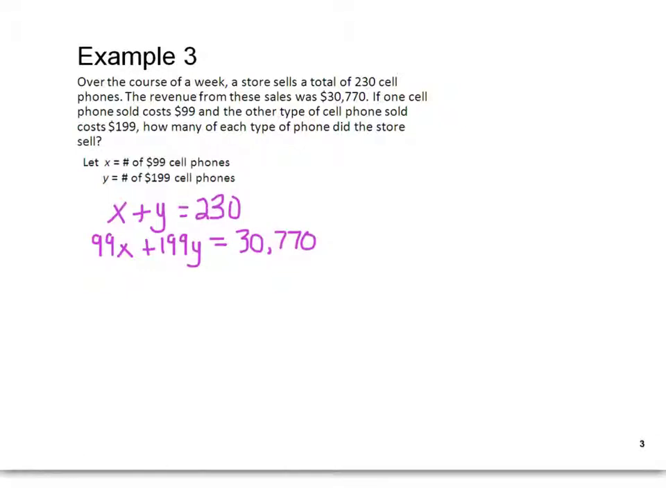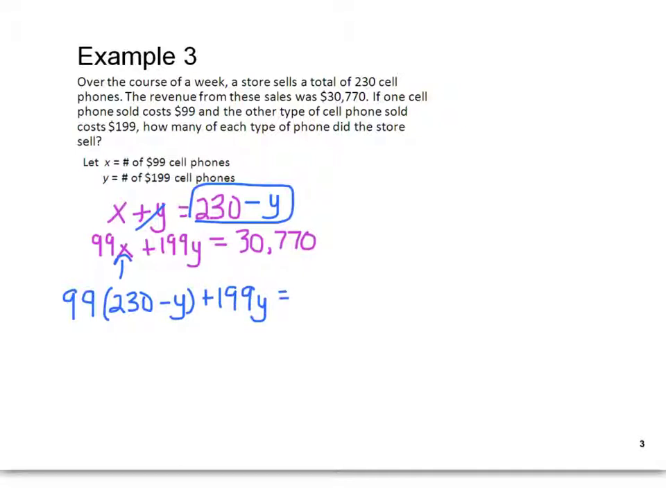Now this one wouldn't be too bad to use elimination on. It'll give you some big numbers, but we could do it. I'm going to solve this with substitution just to remind us what we would do with that, because substitution is easy here since I can subtract y over to the other side, and now I can take this right here and plug it in where x is in my second equation. So 99 times (230 minus y) plus 199y equals 30,770. I need to distribute and add like terms.